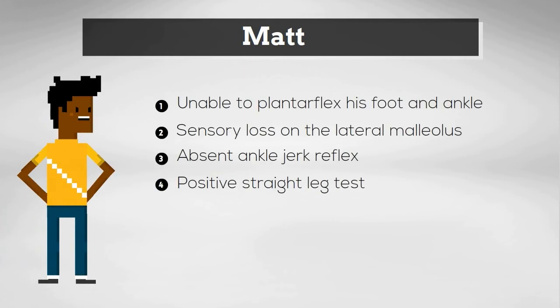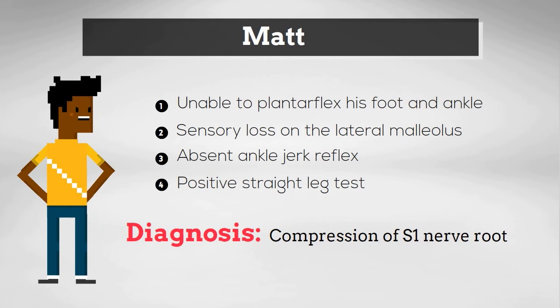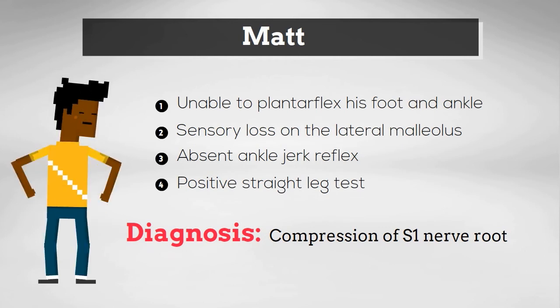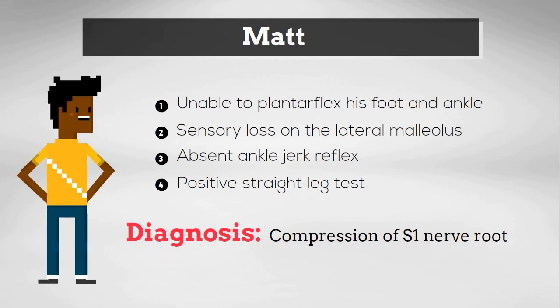Third is Matt. He appears to be walking abnormally. He is unable to plantarflex his foot. He has sensory loss on the lateral border of the foot below the lateral malleolus and an absent ankle jerk reflex, as well as a positive straight leg test. The diagnosis is compression of the S1 nerve root.